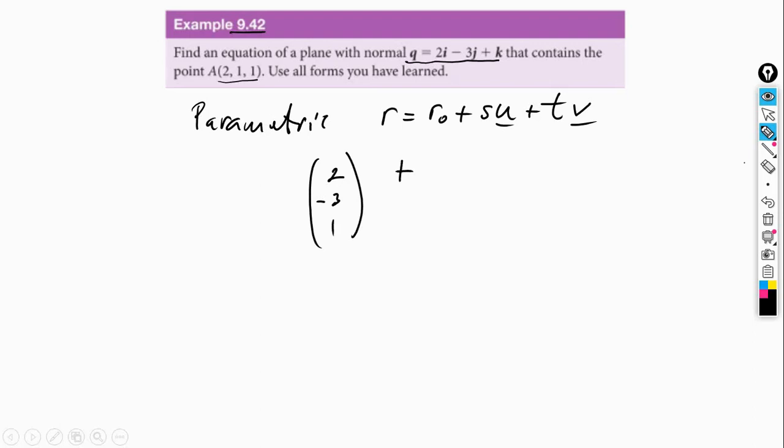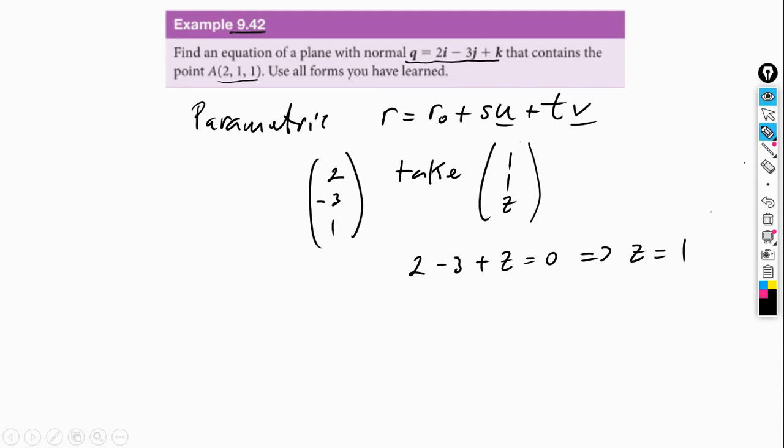So let's just take 1, 1, z, which is just a random vector that would have to be perpendicular to the normal. So if they're perpendicular, it means that 2 minus 3 plus z should equal 0. Therefore, z would have to equal 1. Let's find another one for v. Let's take 1, 0, z. So because this is perpendicular to the normal, we would have that 2 plus z should equal 0. Therefore, z is equal to -2.